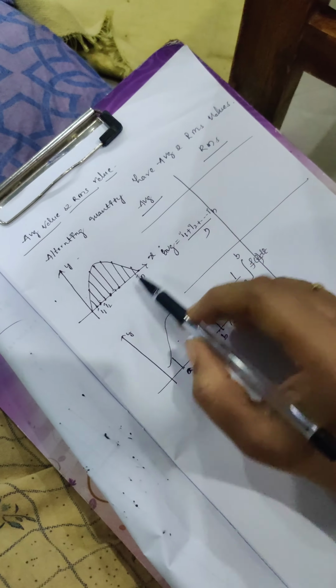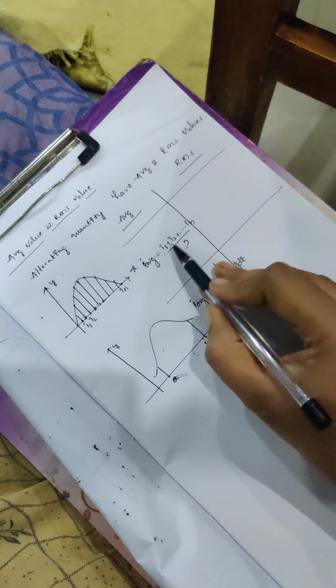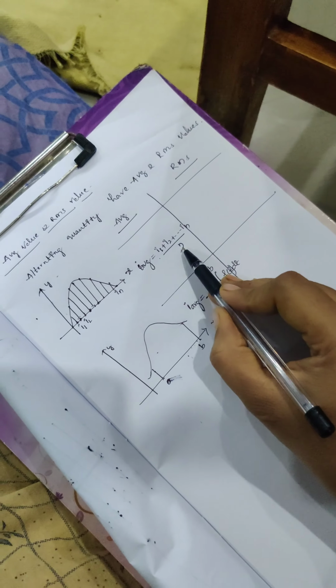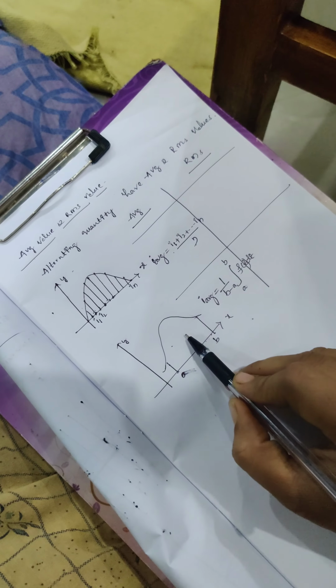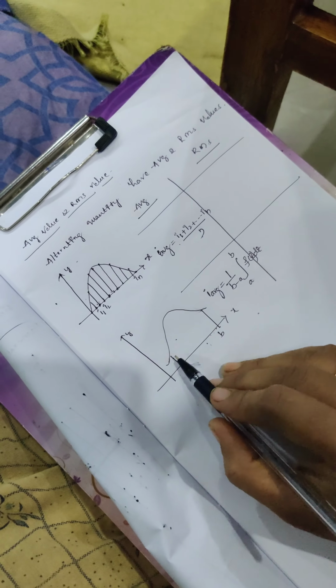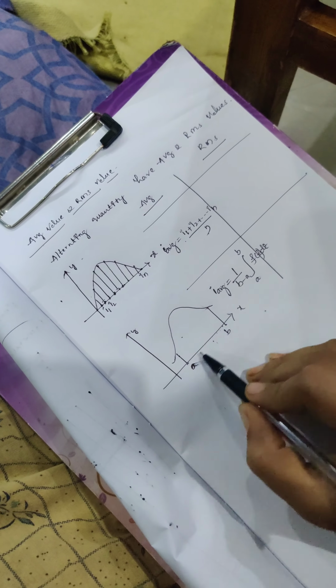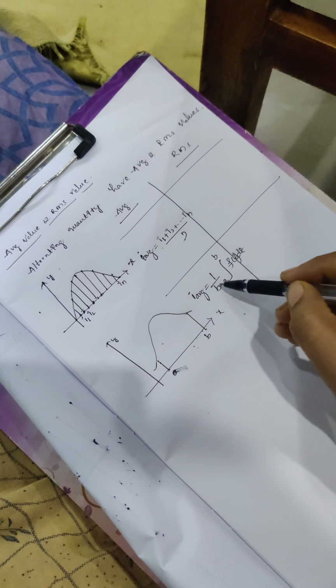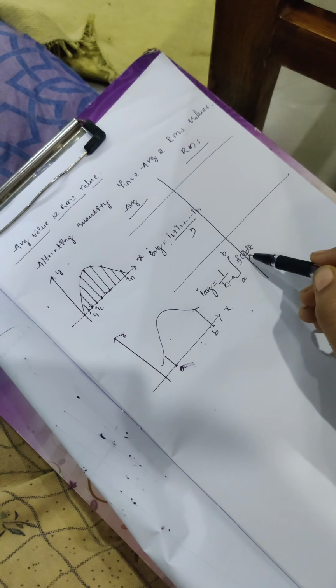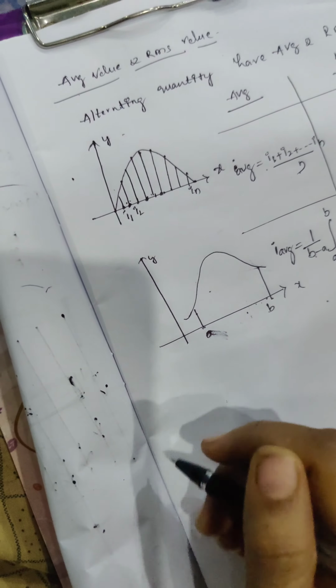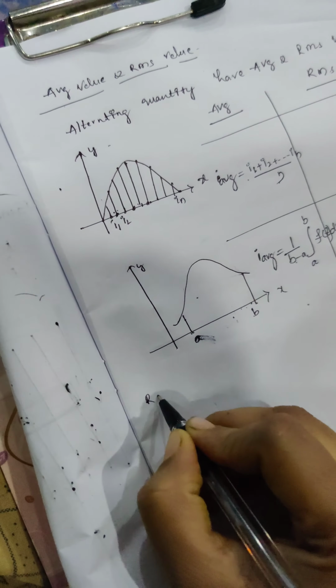What is the formula here? When you know the instantaneous values, you use the formula directly: sum of currents divided by number of currents. When you don't know the instantaneous values and only know the end limits, we use 1 by B minus A integral from A to B of f of t dt. Next we will see the concept of RMS value.